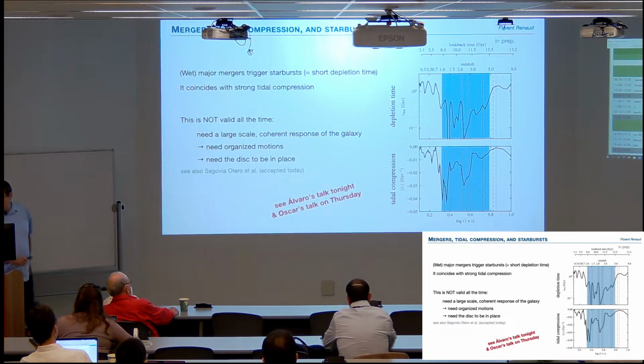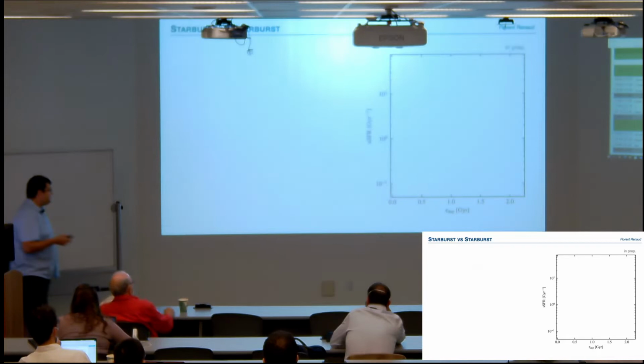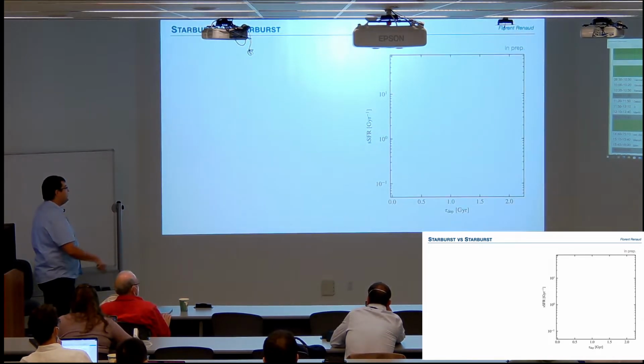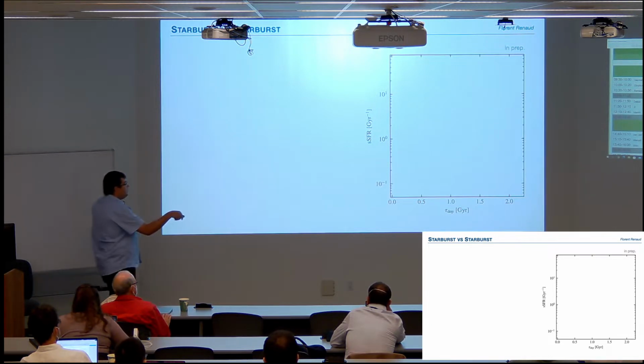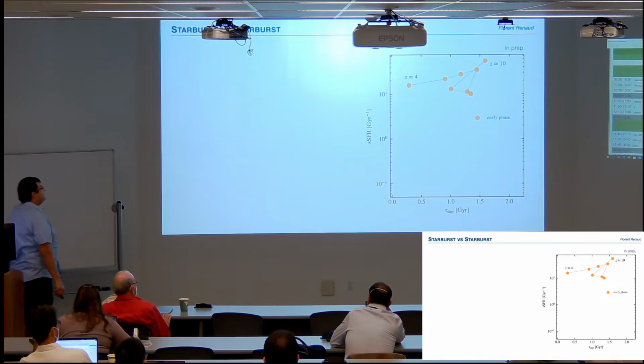Alvaro will tell you much more about that this afternoon, and in a paper that he got accepted a few hours ago. And Oscar will link that to the formation of thin disks in his talk on Thursday. So now, if we start from this link between starbursts and mergers, what we would like maybe to quantify is how the depletion time on the x-axis relates to the specific star formation rate on the y-axis. So basically, how star formation rate normalized to the gas mass relates to star formation rate normalized to the stellar mass.